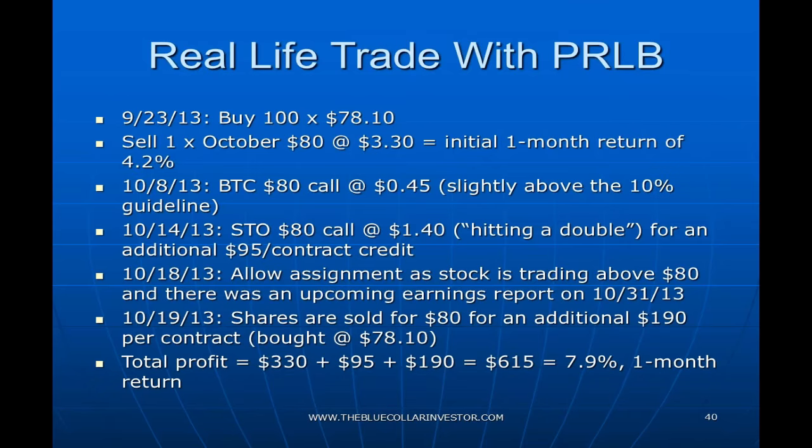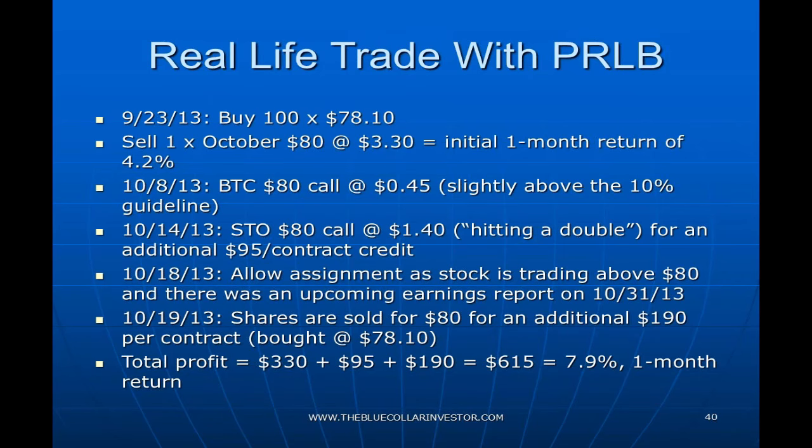Okay, here's a real life trade I made. I'm going to go through this quickly because we only have 12 minutes left. Again, I had multiple contracts on this, but we're going to do one contract increments to simplify the math. I bought PRLB at 78.10, sold the out of the money 80 call at 3.30. So I sold an out of the money call. That tells you that I was bullish. My initial return was 4.2%.